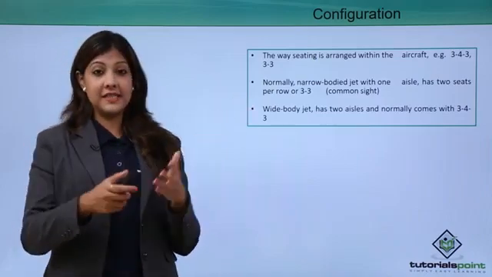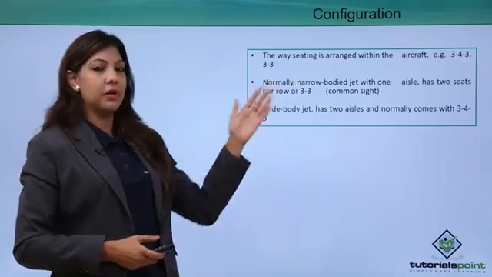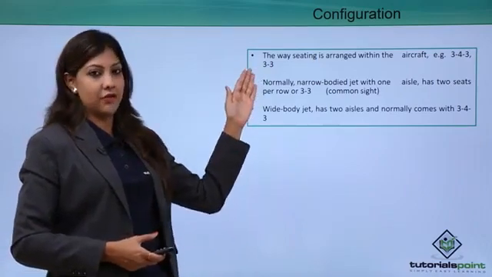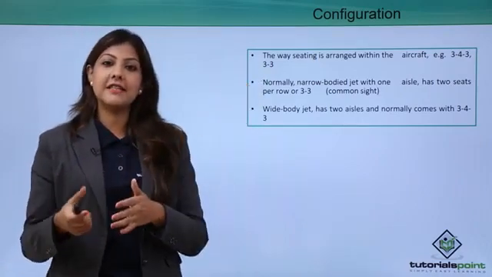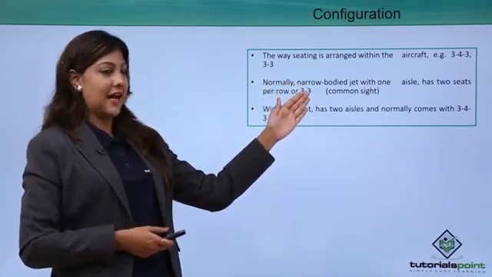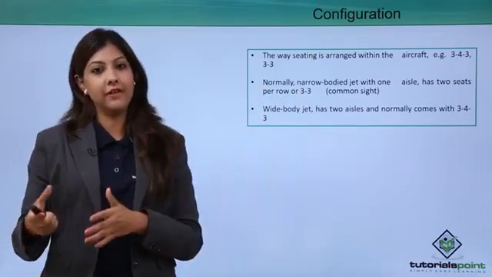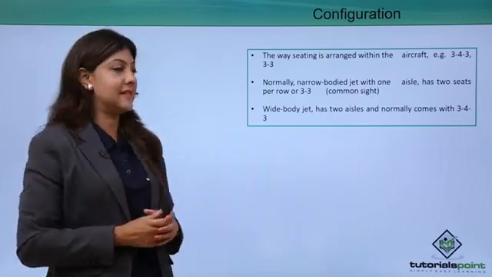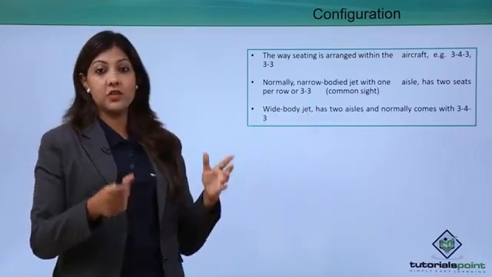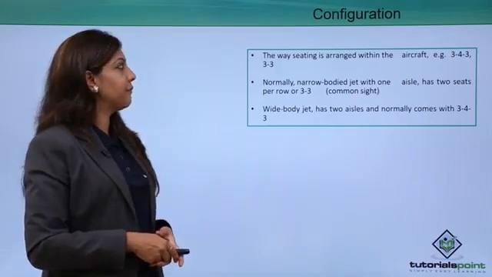The configuration of the seating arrangement is done in a particular manner. The way seating is arranged within the aircraft, for example 3 seats, 4 seats and 3 seats, or it can be just 3 by 3, that is 3 seats on the left side and 3 seats on the right side of the aircraft. Normally a narrow body jet with one aisle has 3 and 3, 3 seats on the left side and the right side also has 3 seats. Now this is commonly seen. Wide body jet has 2 aisles. Normally it comes with 3, 4, 3, that is 3 seats on the left, 4 seats in the middle and 3 seats towards the right side of the aircraft.